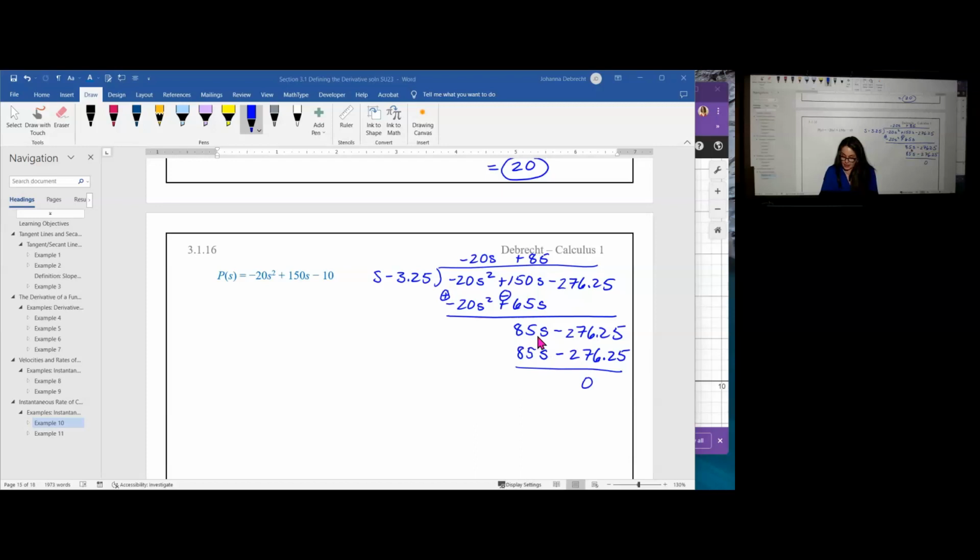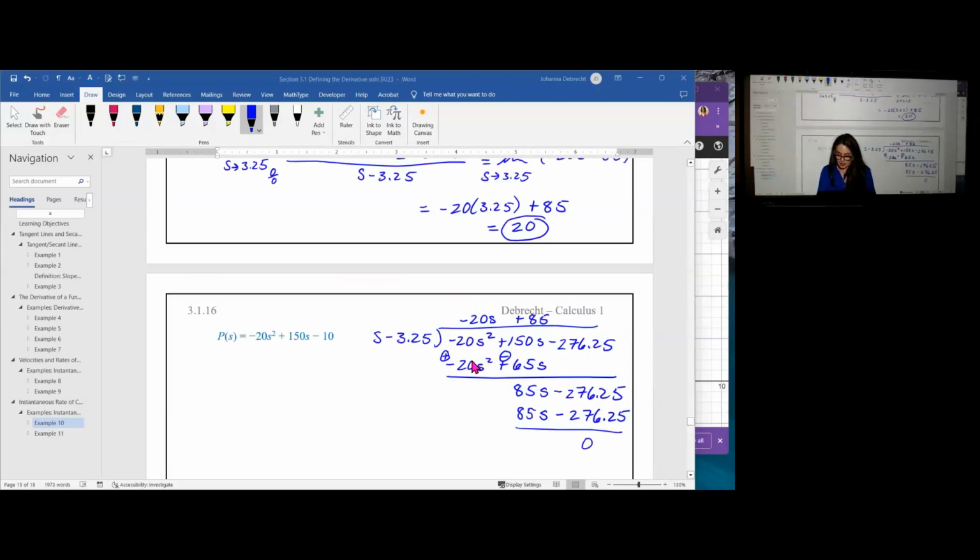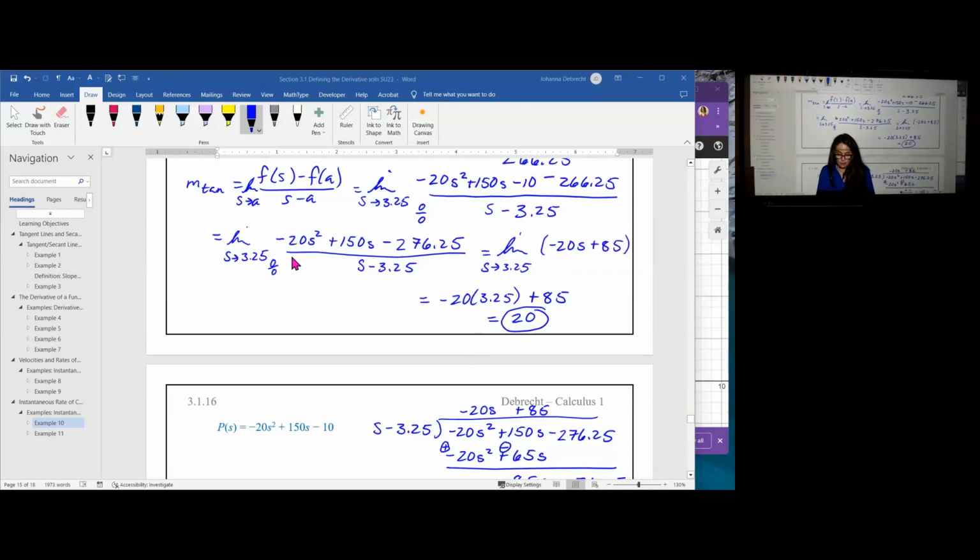Again, estimate 85s divided by s is about 85. I add the 85, multiply it out for the next row, and subtract to bring down. Now I get that this is equal to exactly negative 20s plus 85. I replace this more complicated rational function with a simplified fraction, which represents the same value except at 3.25.